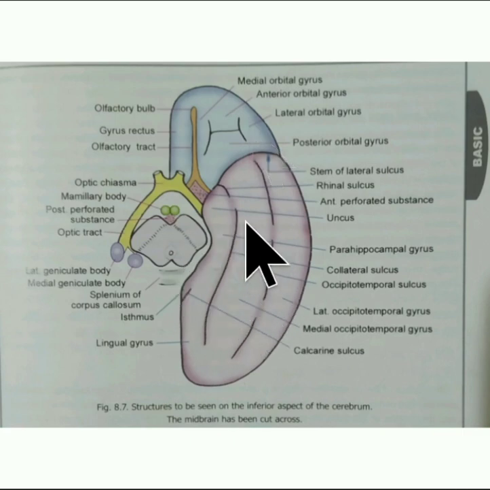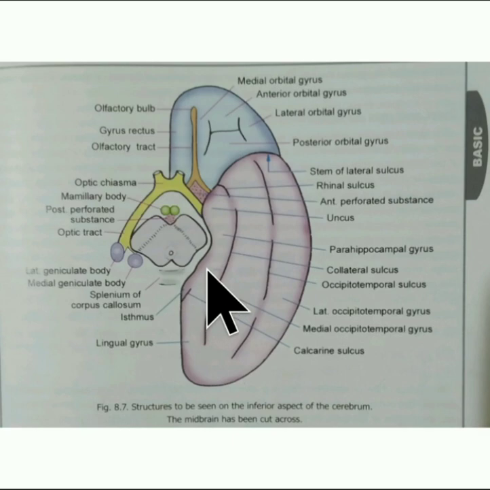The sulci and gyri on the tentorial surface are marked by two major sulci. The first is the collateral sulcus medially, and the occipitotemporal sulcus laterally. The posterior part of the collateral sulcus runs parallel to the calcarine sulcus, and the area between them is called the lingual gyrus.